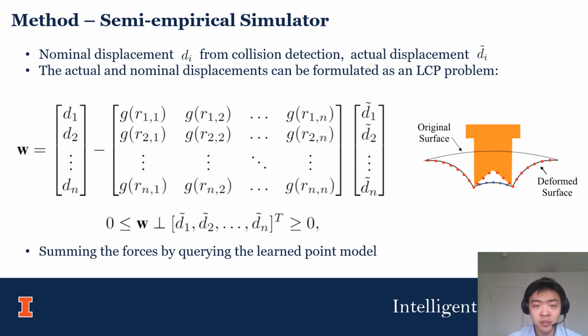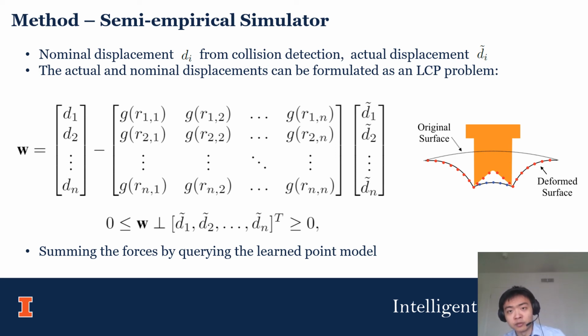This actual and nominal displacement can be formulated as an LCP problem, meaning a linear complementarity problem. This problem basically says that every nominal displacement is a combination of the actual displacement and also the displacement caused by neighboring points. We have complementarity because when a component of W, for example W1, is not 0, we have the nominal displacement or the actual displacement be 0. One example of this point is the blue point on the right in the picture.